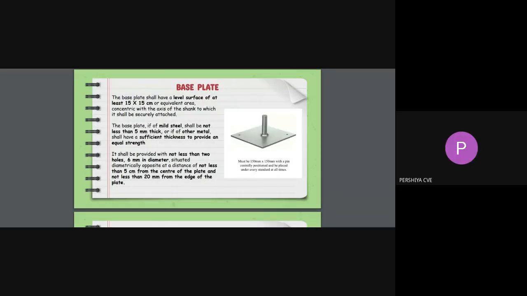So the base plate shall have a level surface of at least 15 by 15 centimeter or equivalent area, concentric with the axis of the shank to which it shall be securely attached. If the base plate is of mild steel, its thickness should not be less than 5 mm. For other metal, it should have sufficient thickness to provide equal strength. It shall be provided with not less than 2 holes, 6 mm in diameter, located diametrically opposite at a distance of not less than 5 cm from the center of the base plate and not less than 20 mm from the edge of the base plate.